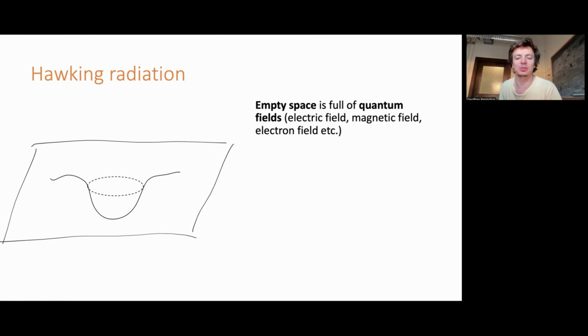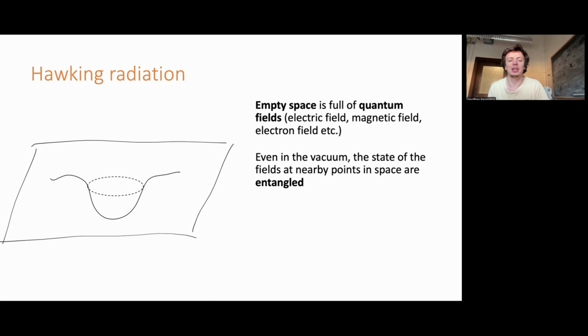Okay, so the second ingredient we're going to need to understand Hawking radiation is quantum field theory. Empty space all around us is full of quantum fields. There are electric fields, magnetic fields, but also other fields associated with every fundamental particle, the electron field, and so on. And even in the vacuum of empty space, the state of fields at nearby points in space are entangled with one another. So you can't talk about the state of the electric field at some specific point, because that state is inherently noisy, it's inherently entangled with the electric field at every other point.